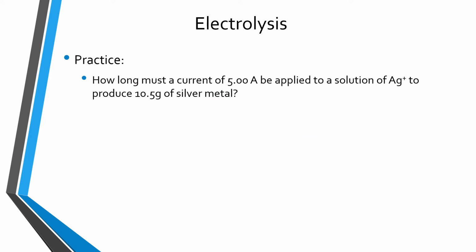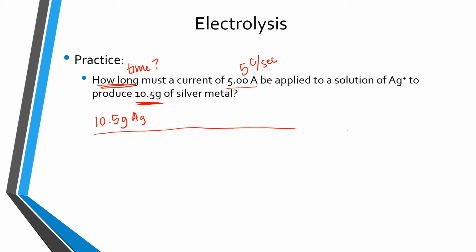Now notice this time we are not given the time. We are asked to determine the time. So how long must a current of 5 amps, so just immediately say that's 5 coulombs per second, solution of silver plus produce 10.5 grams of silver? So this time we're actually starting with our mass. So we're kind of working backwards from what we did in the previous slide.